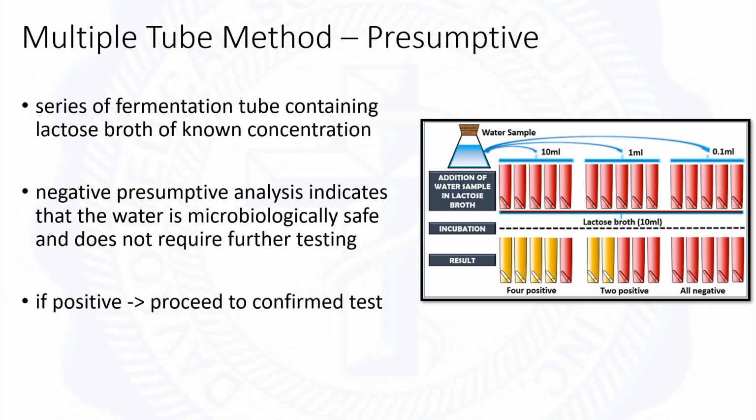A negative presumptive analysis will indicate that the water is microbiologically safe and does not require further testing. But when the results are positive, then further testing is needed to confirm the presence of coliform. The color change of your MacConkey broth from red to yellow, along with the presence of gas formation in the Durham tube, will indicate a positive presumptive test. If there's no color change and no gas formation, then that is a negative presumptive test.